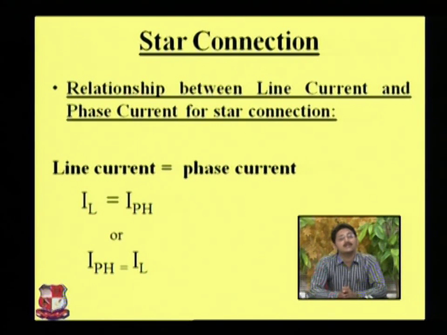If you are talking about the delta connection, your line current is √3 times greater than your phase current. So again these are the opposite: IL equals IPH, or IPH equals IL, in star connection.